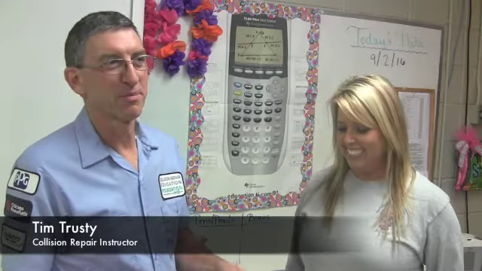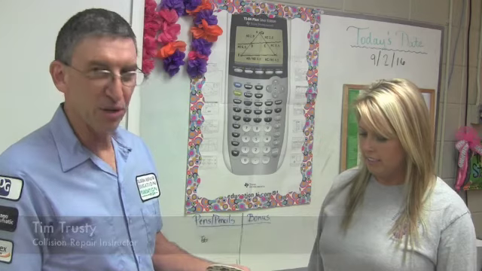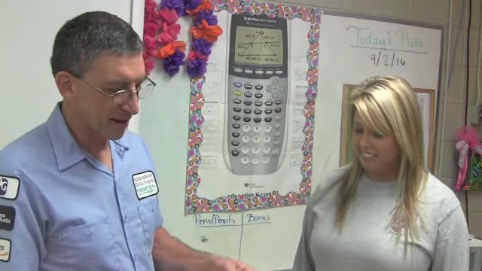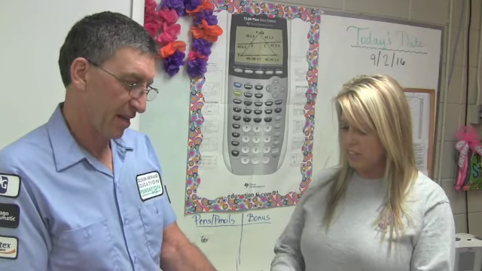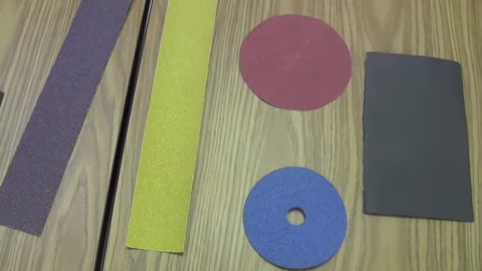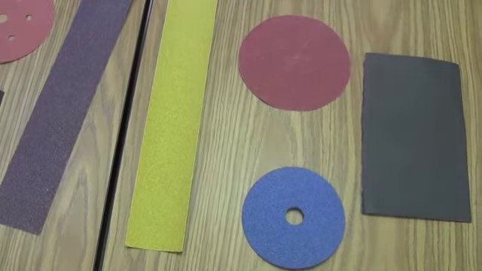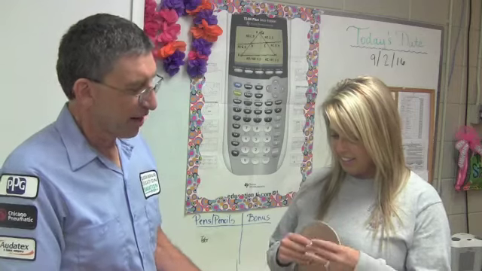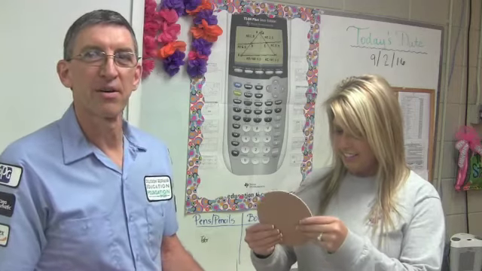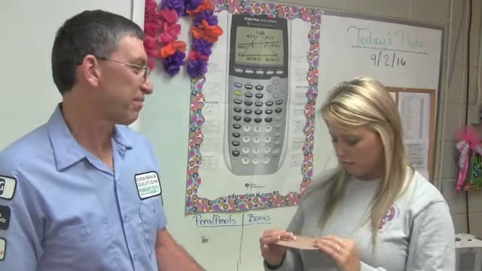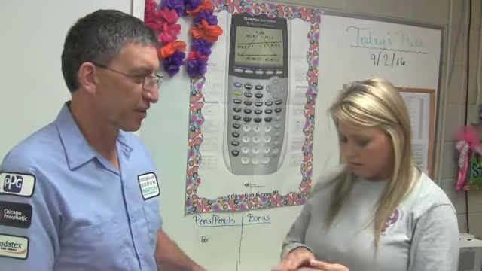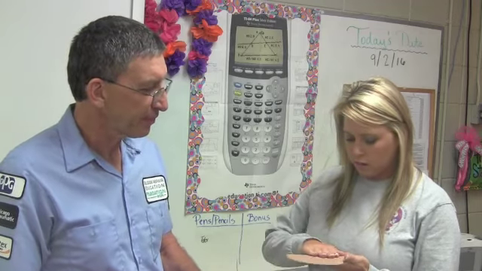Today I brought over some samples of sandpaper we use in collision repair, and I was just going to show a few of them to you. Okay, this is sandpaper? This is sandpaper, right? It all looks different. This is a piece of 3,000, and there are 3,000 particles of abrasive per square inch in this particular sandpaper. Okay, so that's why it's super smooth? That's why it's super smooth.